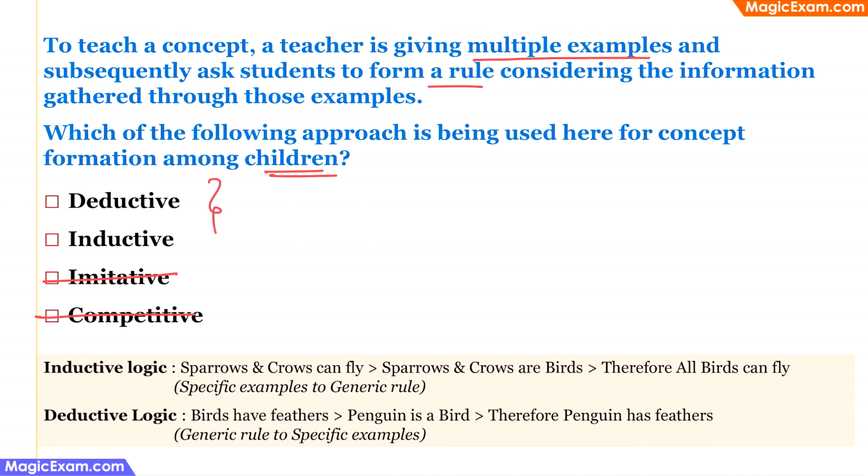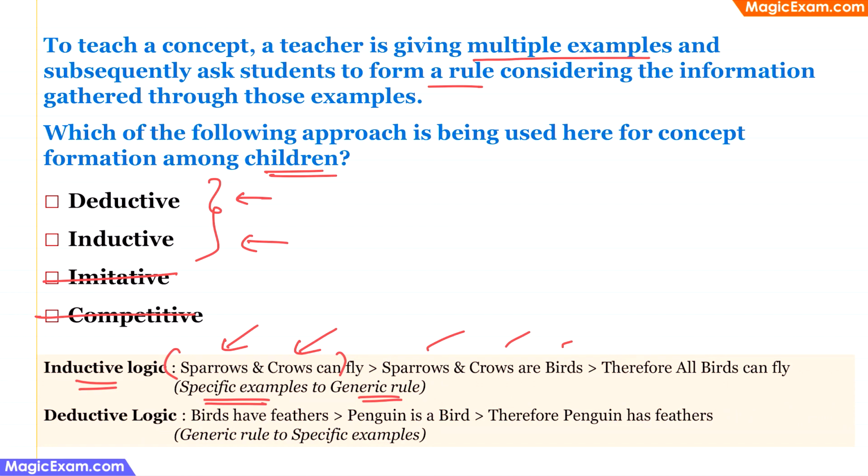One is deductive and inductive. So, you have to understand what is deductive logic and what is inductive logic. Now, inductive logic is where you give several specific examples and you lead to a generic rule. That is, if you give an example that sparrows can fly and crows can fly, and sparrows and crows are birds. So, you are giving several specific examples.